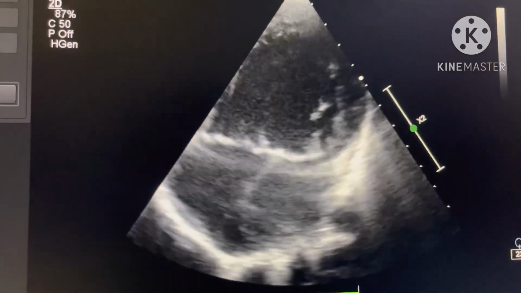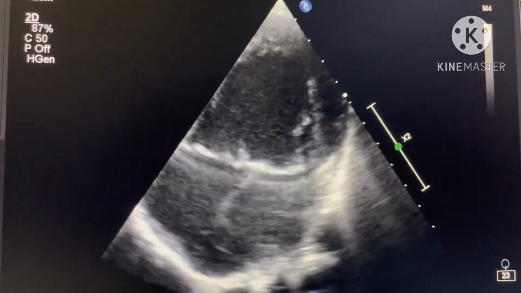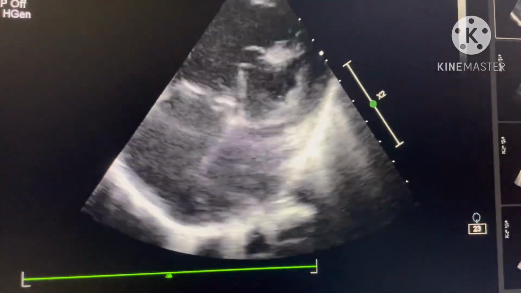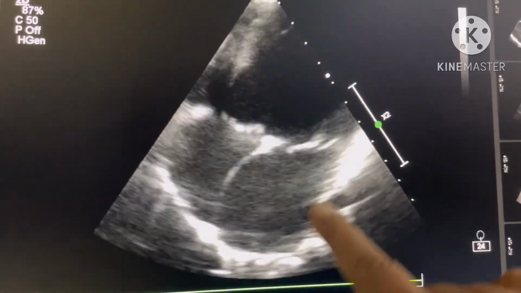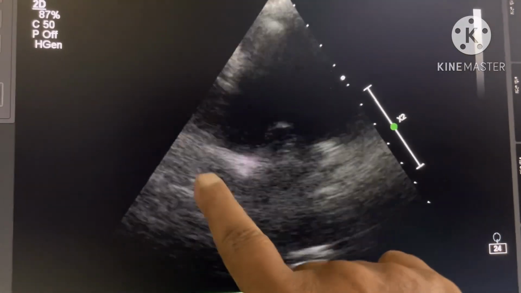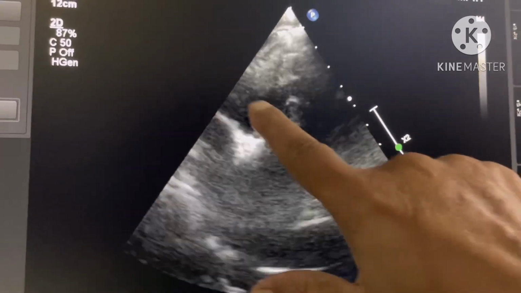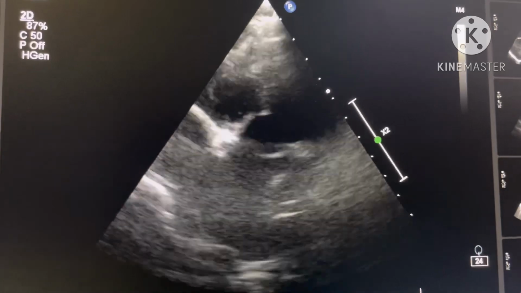This is the left atrium, right atrium, and this is the left ventricle. The left ventricle is connected with the right ventricle via the VSD. This is the left atrium, right atrium. This is the left ventricle, and this is the VSD and right ventricle.